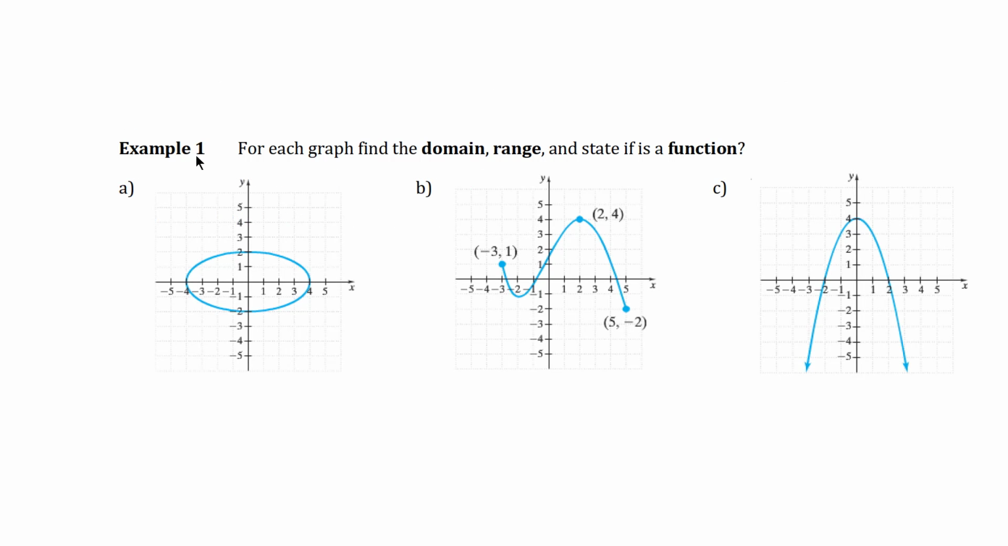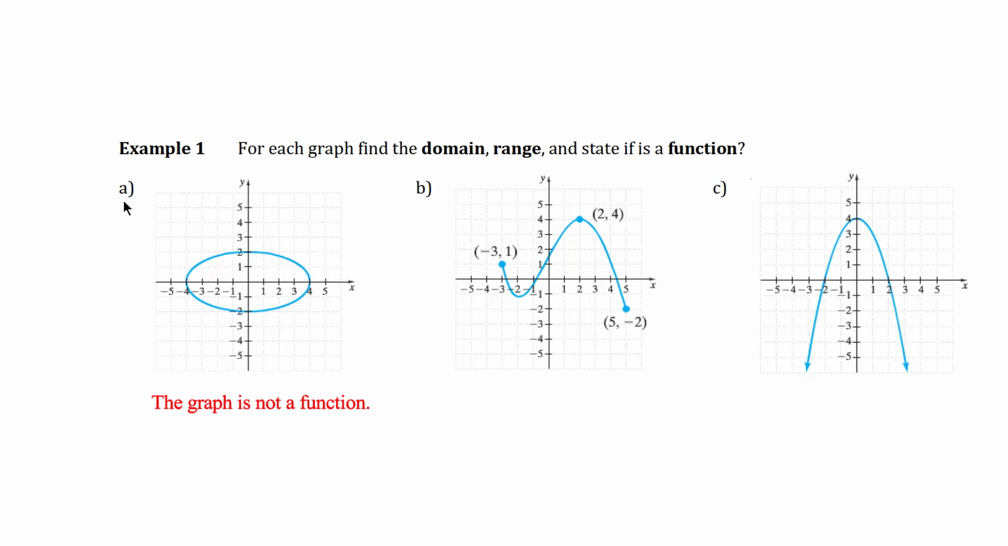In our first example, it states, for each graph, find the domain and range and state if it's a function. For the graph of part A, you could see that this graph would not pass the vertical line test and would not be a function. Next, we need to find the domain.